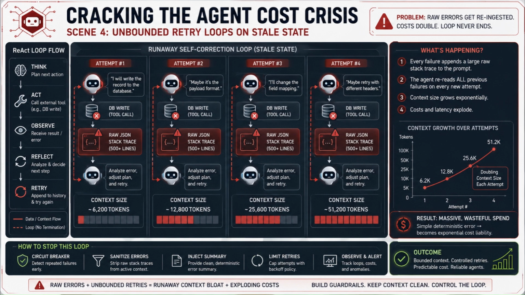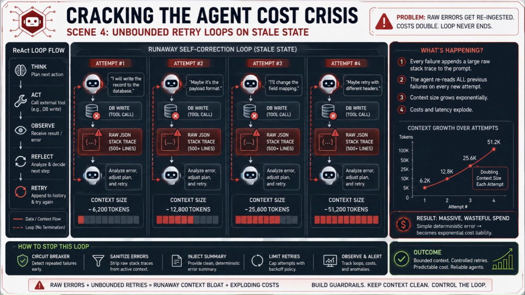When an external tool raises an exception, like a 400 bad request or an authentication timeout, standard ReAct frameworks catch the failure and append the entire raw stack trace directly to the conversation history. The agent then tries to analyze this data and correct its own mistake.